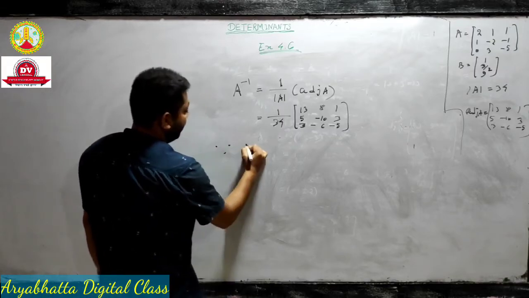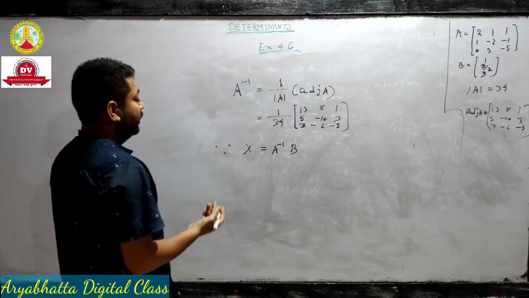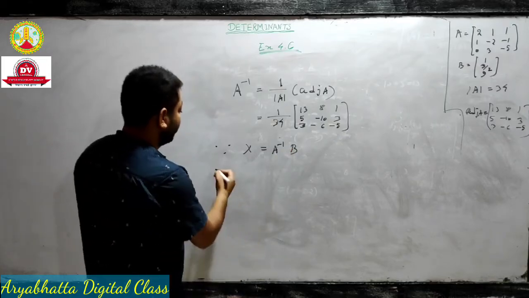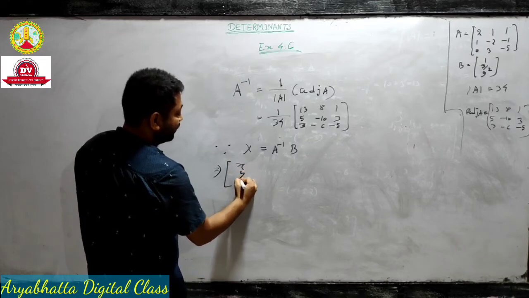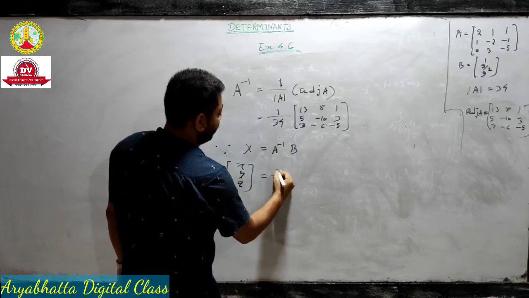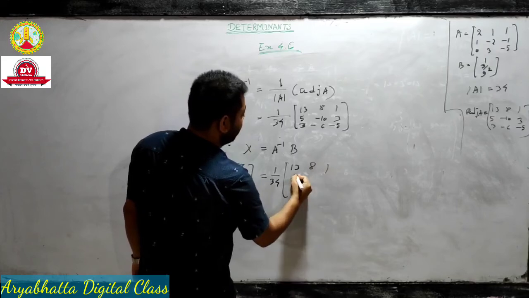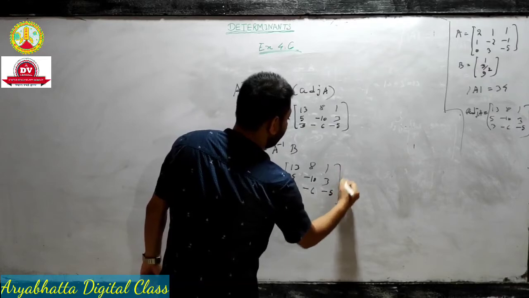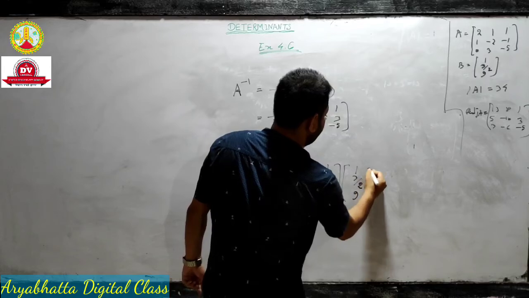Since X equal to inverse matrix of A into B, already we have learned X equal to inverse matrix of A into B. Therefore, here capital X is equal to x, y, z, and inverse matrix of A is equal to 1 by 34 into 13, 8, 1, 5, minus 10, 3, 3, minus 6, minus 5, into B is equal to 1, 3 by 2, 9.